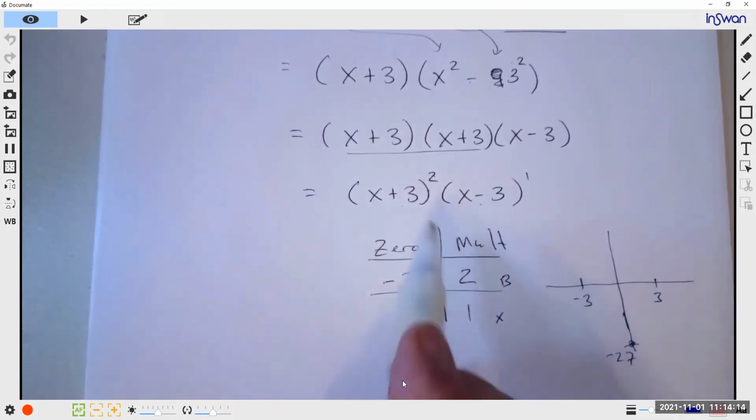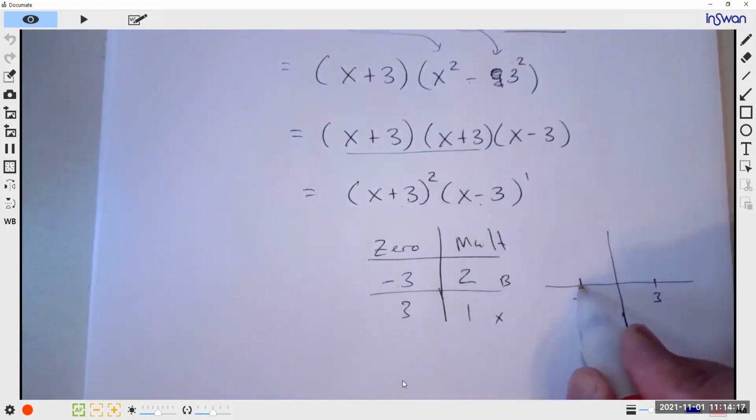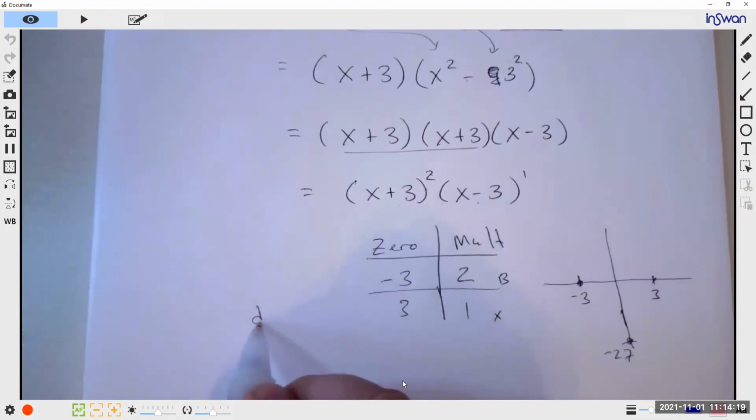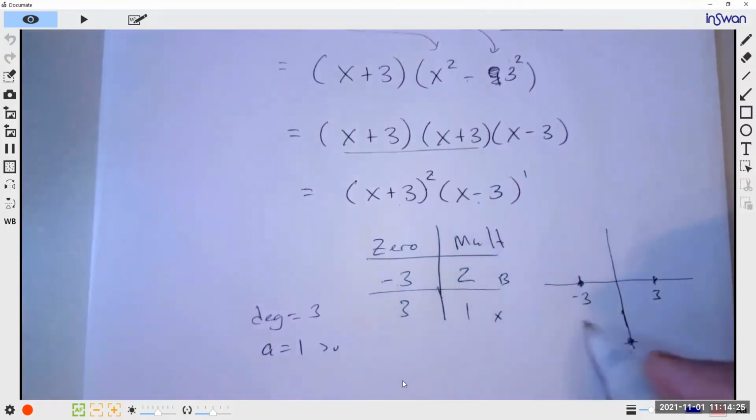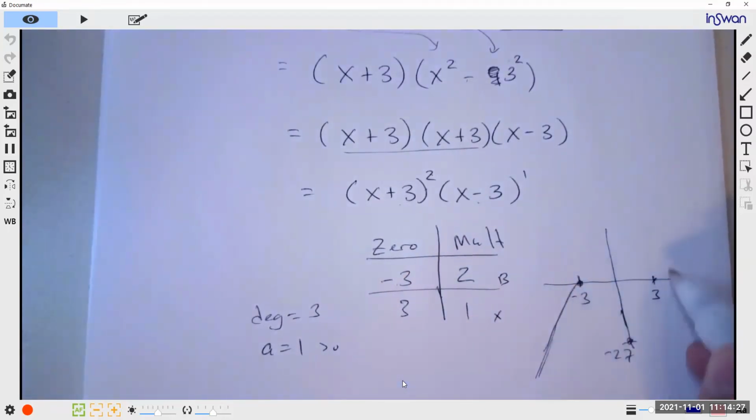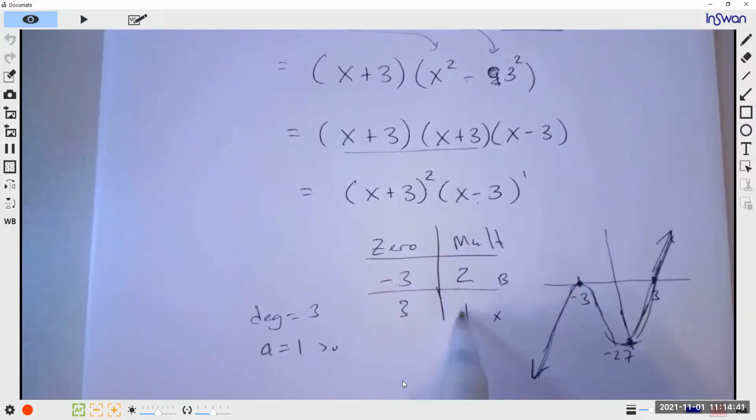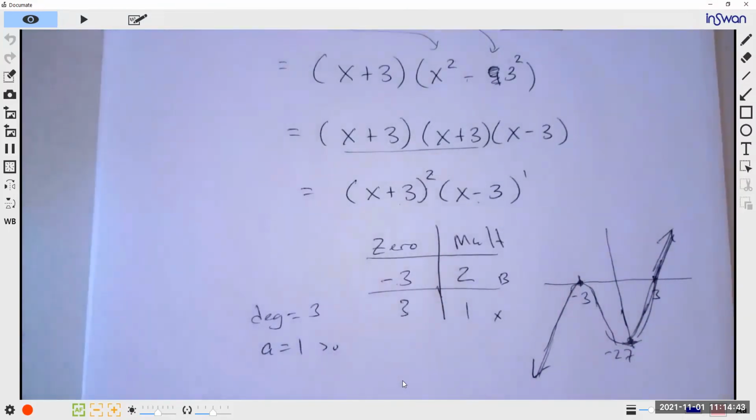So at negative 3, the multiplicity is 2. The degree is 3. A is 1, so it's positive. So our graph goes down there and up there. So at negative 3, it bounces, and then crosses at positive 3. So there's that one. So it just always depends on what the equation is.